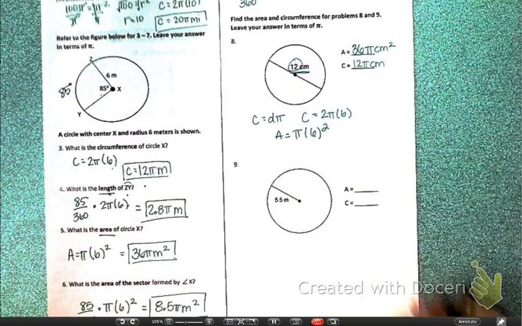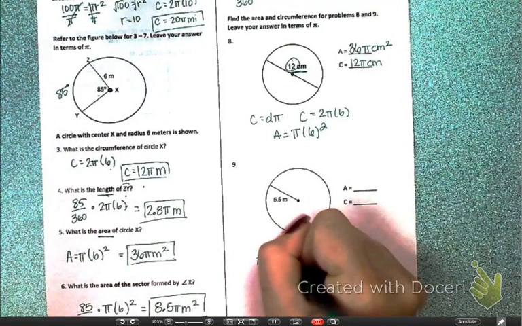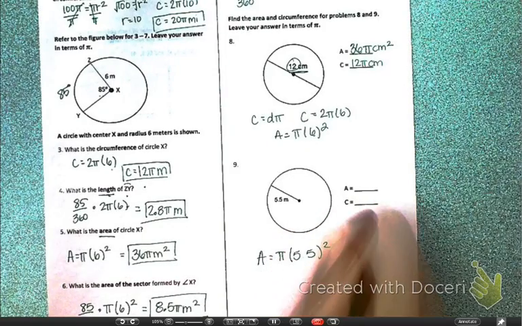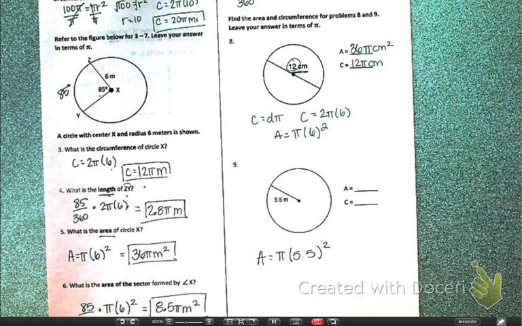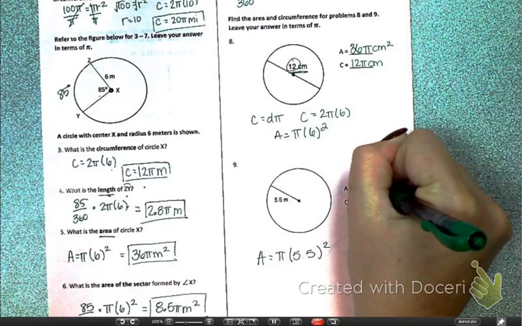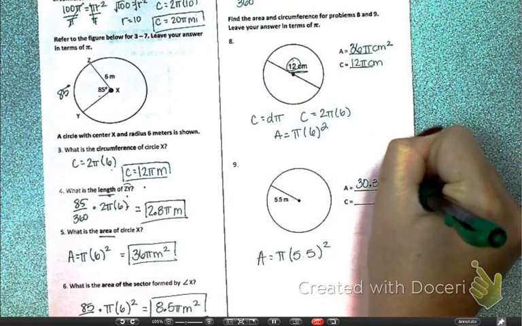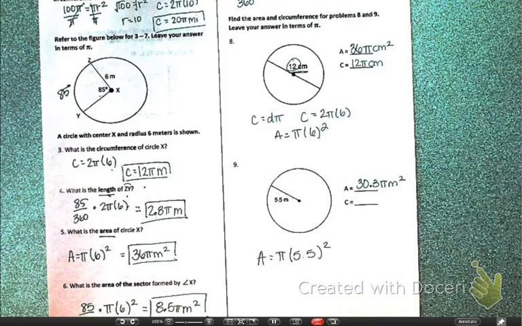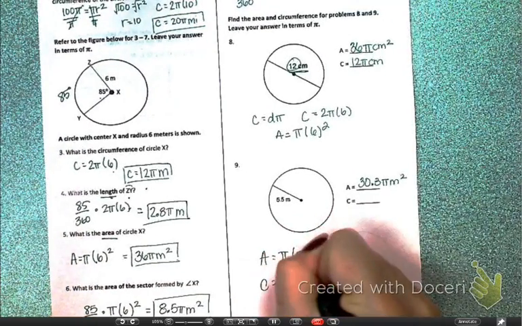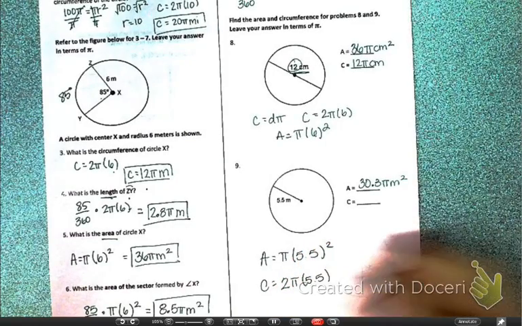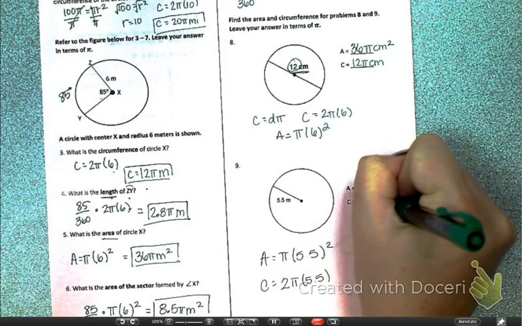Number 9. Area. I'm going to do area first. Pi times my radius squared. Now when you square 5.5, you get 30.25. We're rounding to the nearest tenth. 30.25 rounded to the nearest tenth is 30.3. So 30.3 pi meters squared. Circumference, 2 times pi times my radius, which is 11 pi meters.